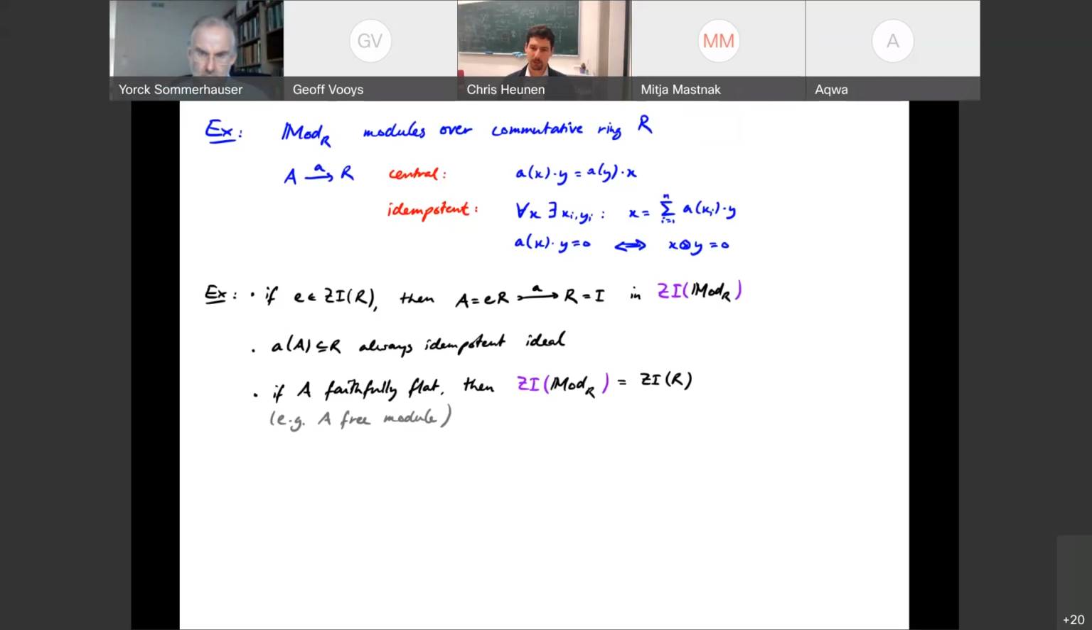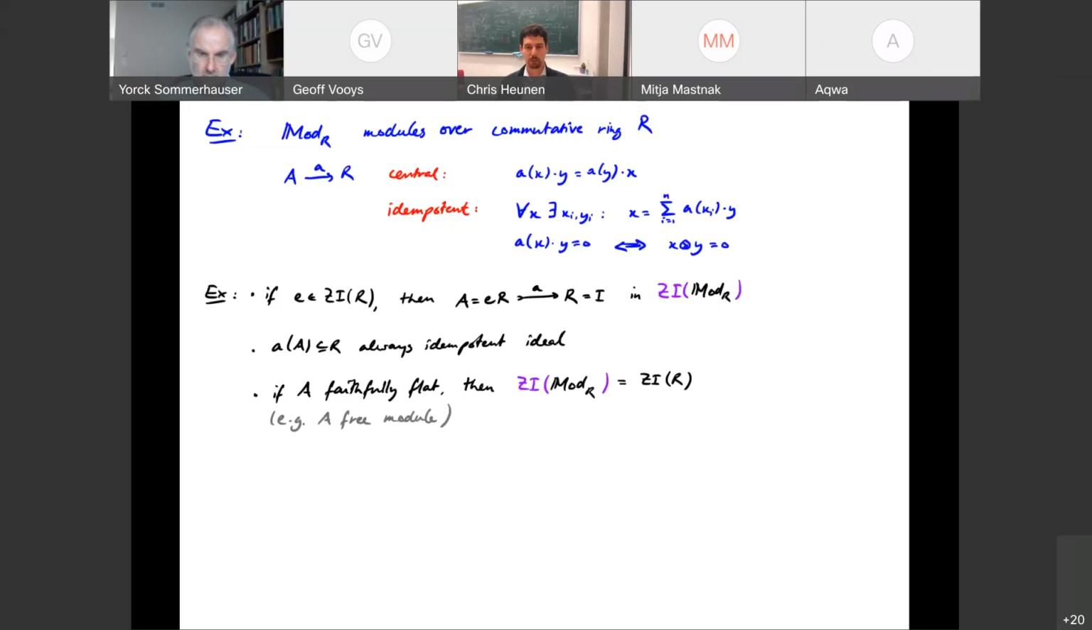In a sense, that's the best you can say in the general case. In general, you always have that the image of the morphism into the tensor unit is going to be an idempotent ideal like that. If your module happens to have some extra properties, for example, if it's faithfully flat or if it's free, then these are all the things that there are. So in that case, the central idempotents of your module category will be the central idempotents of the ring.